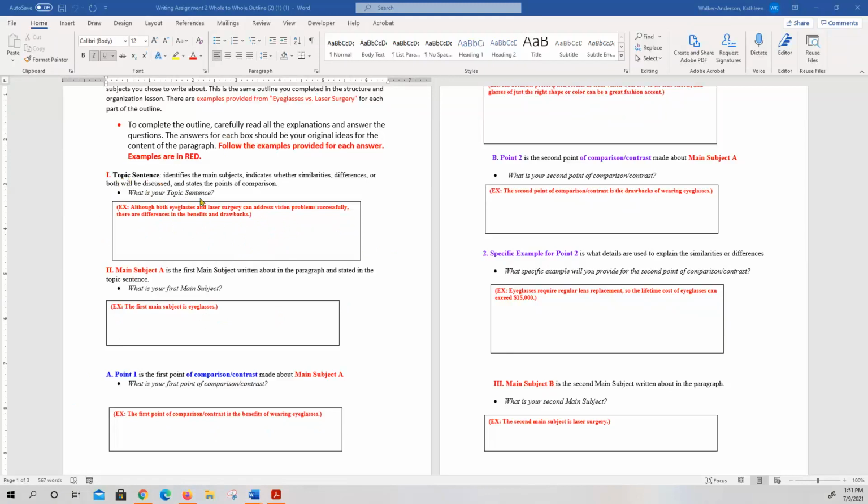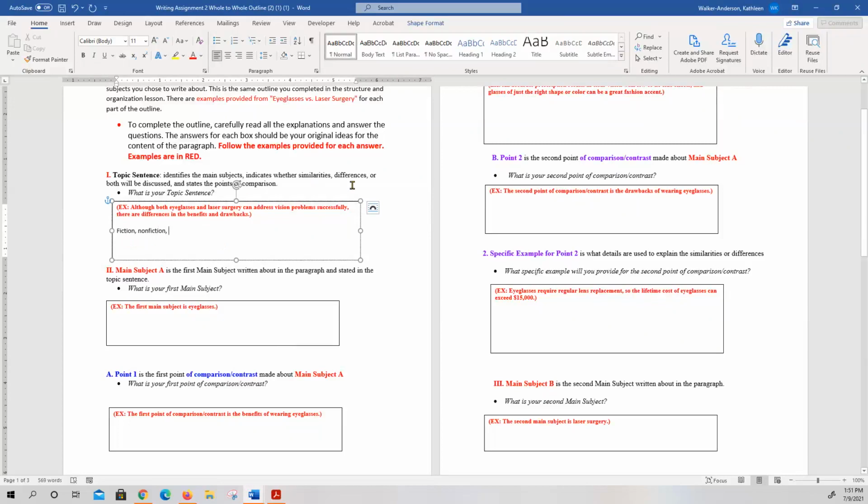It asks right here what your topic sentence is. Well, I know that it has to identify my main subjects, which would be fiction and nonfiction. And I might not start out right away with the sentence. I'm just going to get my basic information in there. So main subject A is fiction. Main subject B will be nonfiction. Right now I'm just going to put commas in between the ideas.